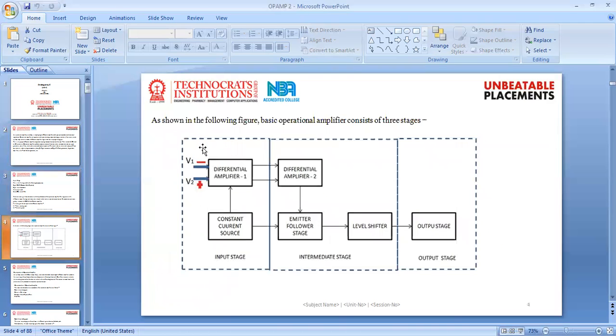Look here, the basic block diagram of an operational amplifier. There are three stages. The first stage is the input stage, the second stage is the intermediate stage, and the third stage is the output stage. In the input stage, there are a differential amplifier and a constant current source. In the intermediate stage, there are a differential amplifier, emitter follower, and level shifters. And the output stage gives the output.